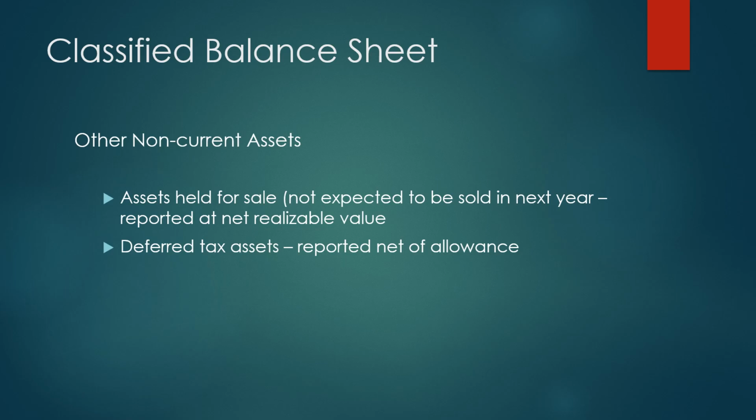In some cases, you might have a final category, other non-current assets. This could include assets held for sale that are not expected to be sold in the next year, and these assets are reported at net realizable value, which is fair value minus expected cost to sell. Deferred tax assets are also reported as long-term assets. They can be reported in the other non-current assets section. In some cases, we write down deferred tax assets, and if we do that, it would be reported net of that allowance.